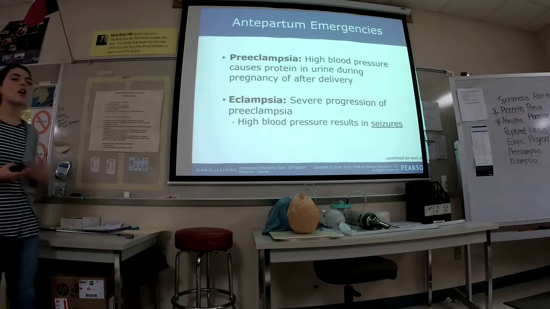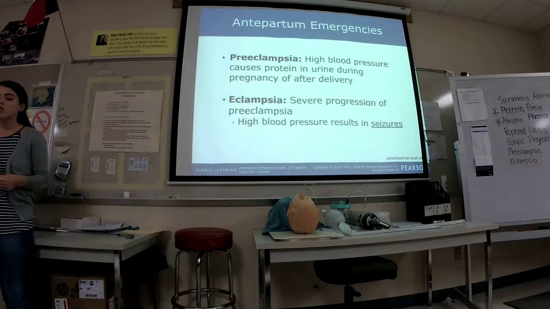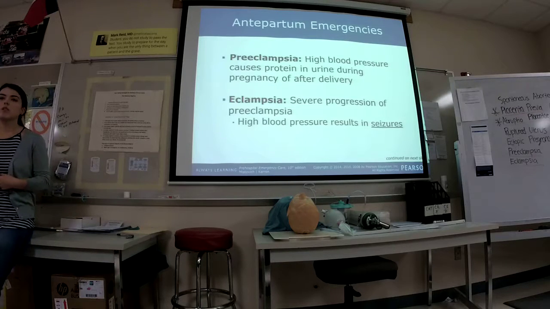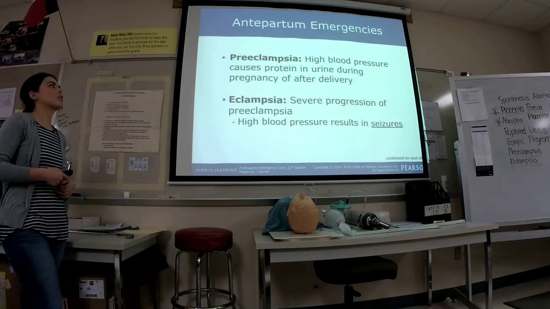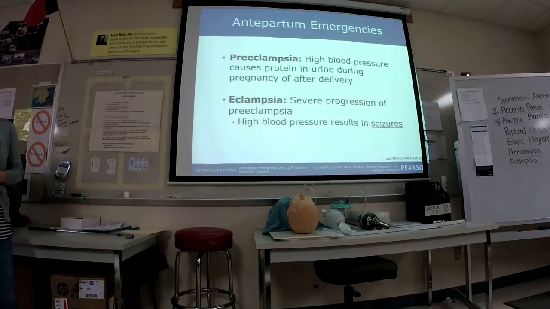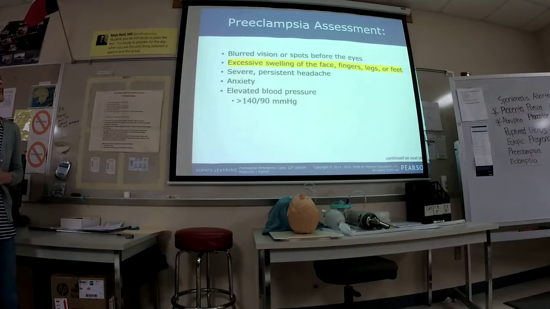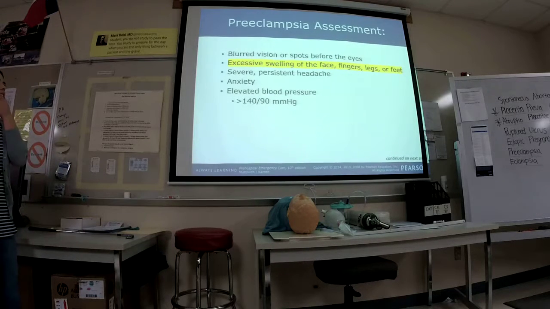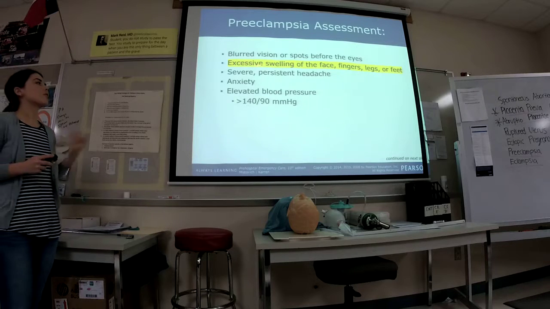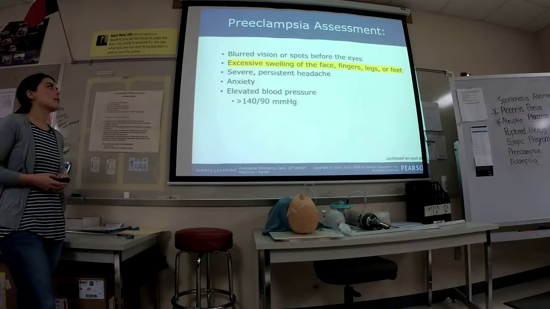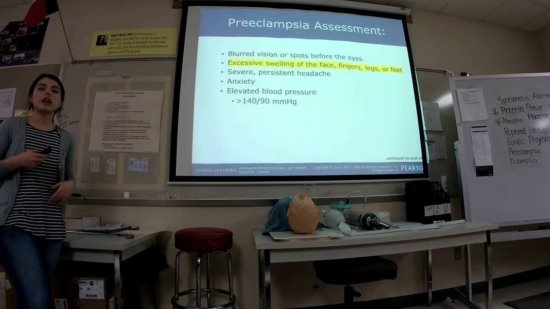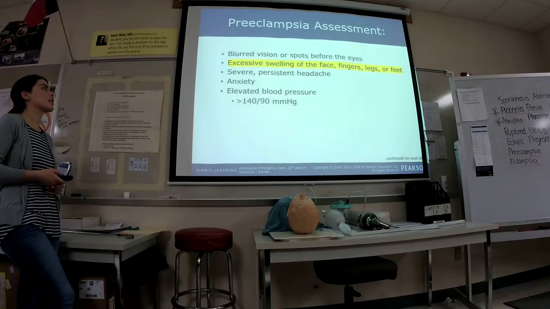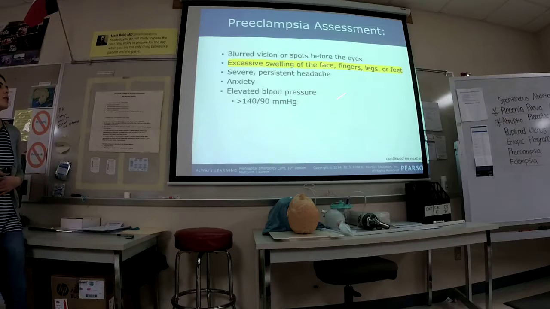And sometimes there's no cause of this. It could either be genetic or some kind of issues with blood vessels, but there really isn't a cause besides that. So with preeclampsia, you're going to see these signs. They're going to have blurred vision, excessive swelling of the face, fingers, legs, or feet. This is what's going to give you a hint that this may be preeclampsia. Elevated blood pressure, like we talked about, anxiety.